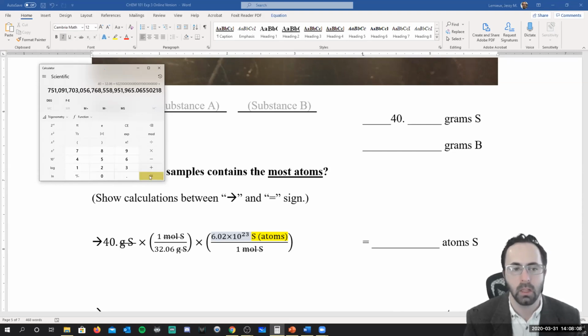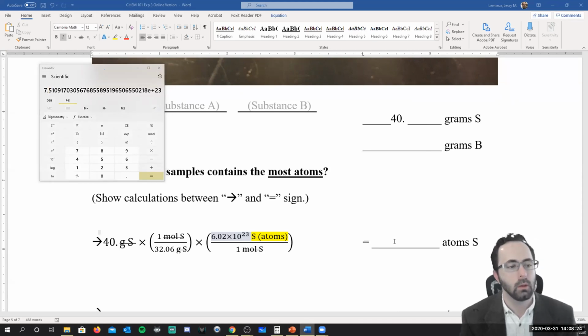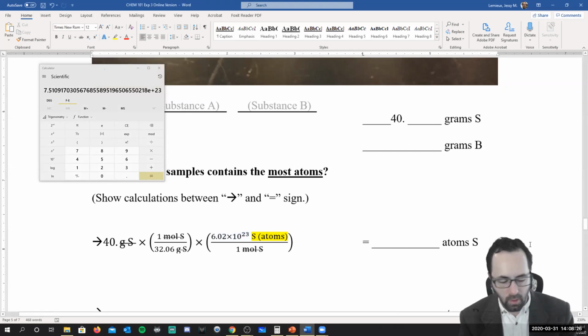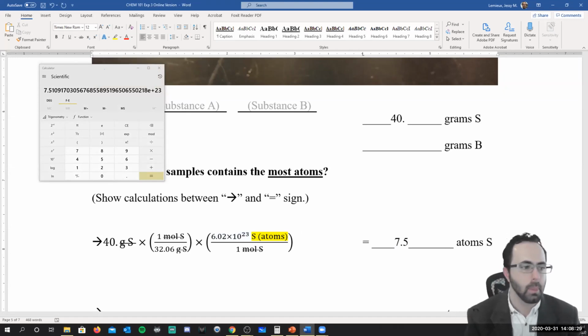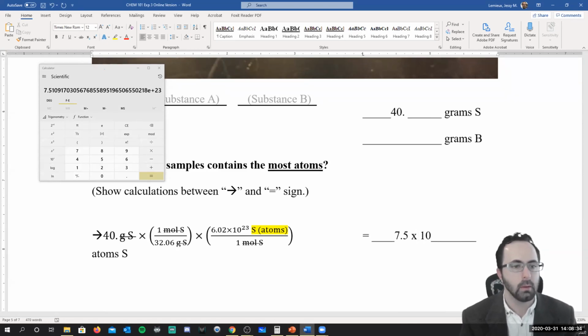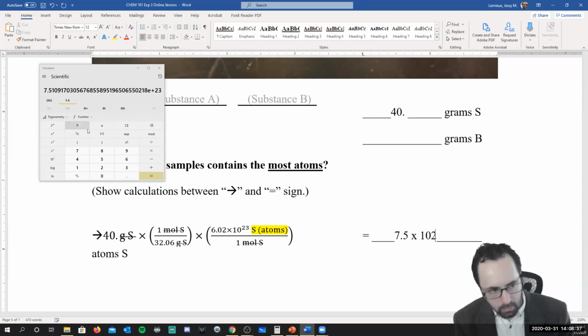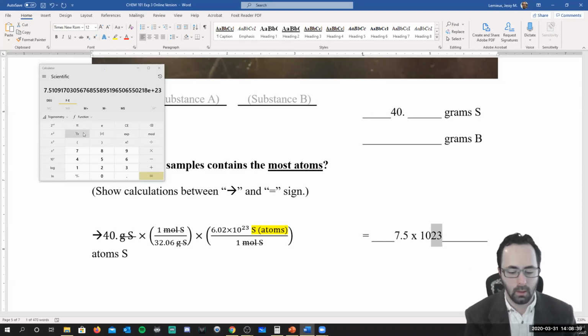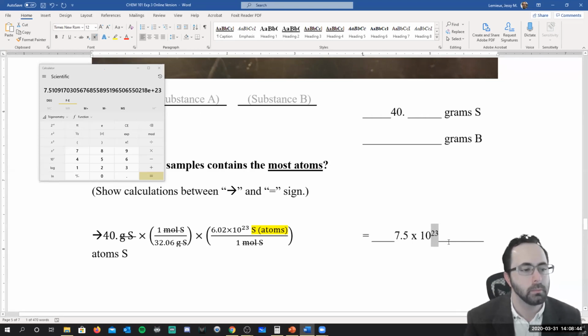Of course, this will be a big number. If you end up using the Windows calculator a lot, this button will turn it from regular notation back to scientific. So I'm going to pull the first 2 sig figs, the 7 and the 5. Since this next digit is a 1, I will leave the 5 alone. So I'm going to say 7.5 times 10 to the power of 23. I can select that and press Control Shift plus, or I can press this button up here.